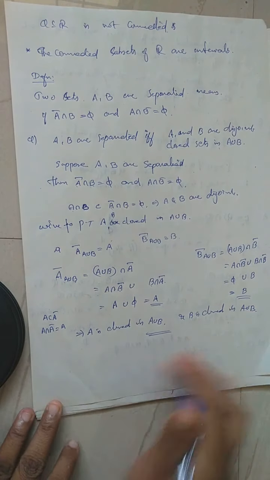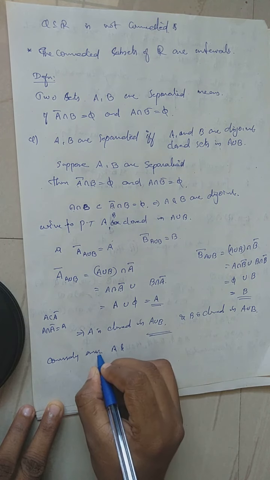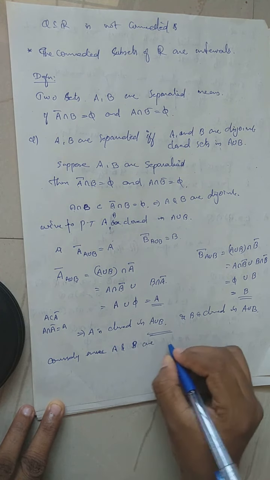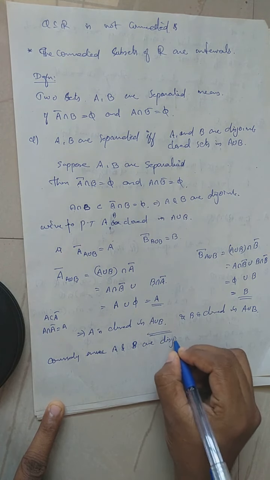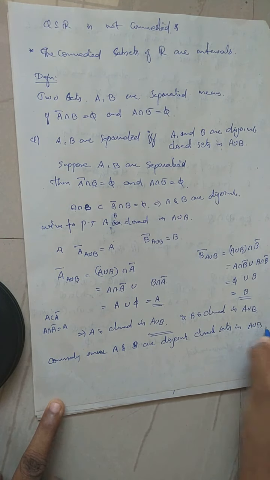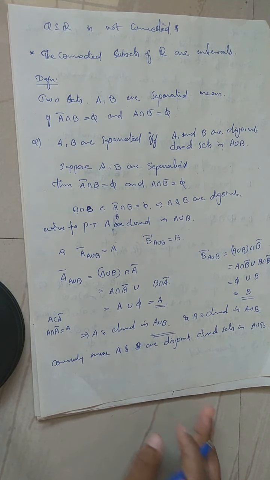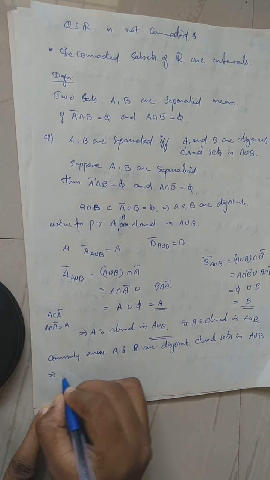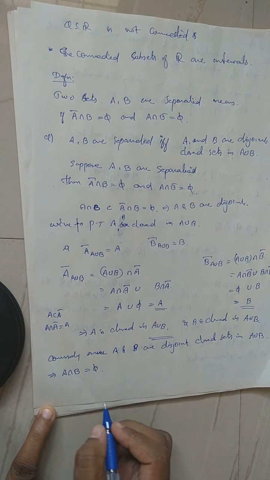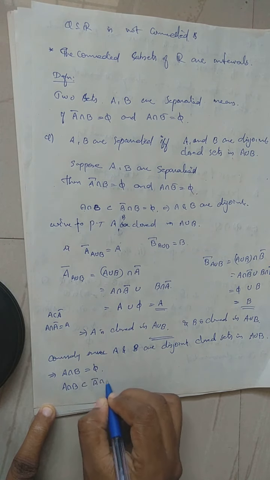Now for the converse part, conversely assume A and B are disjoint closed sets in A union B. How will you prove they are separated? To prove they are separated, we need to find A closure intersection B and A intersection B closure, right? Since they are disjoint, A intersection B will be empty. And you can say that A intersection B is always contained in A closure intersection B.